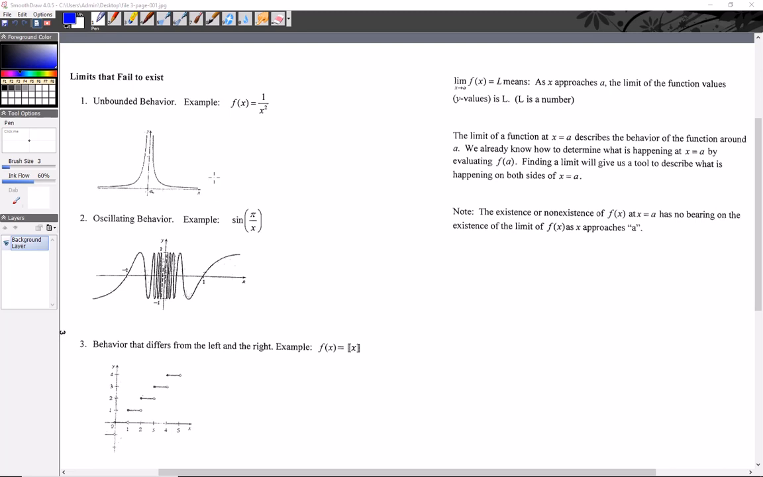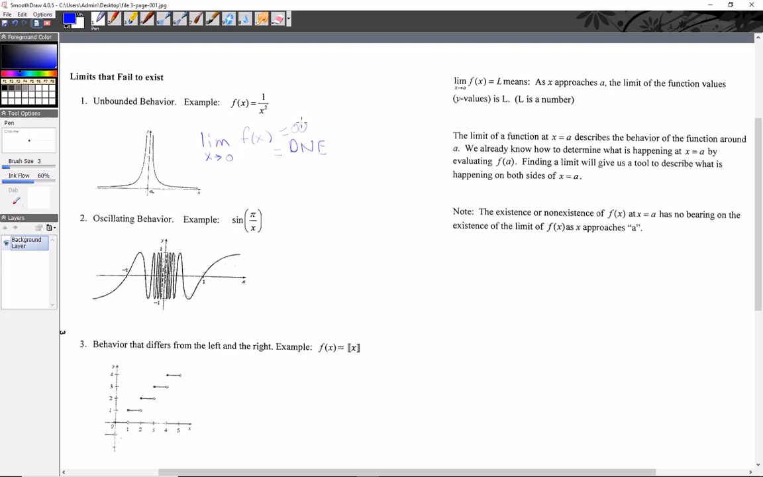So basically what we're seeing here is that the limit of f of x, in this case 1 over x squared, as x approaches infinity, or I'm sorry, as x approaches 0, does not exist, because what's happening is that it's going on to infinity. So that's another way to describe it.